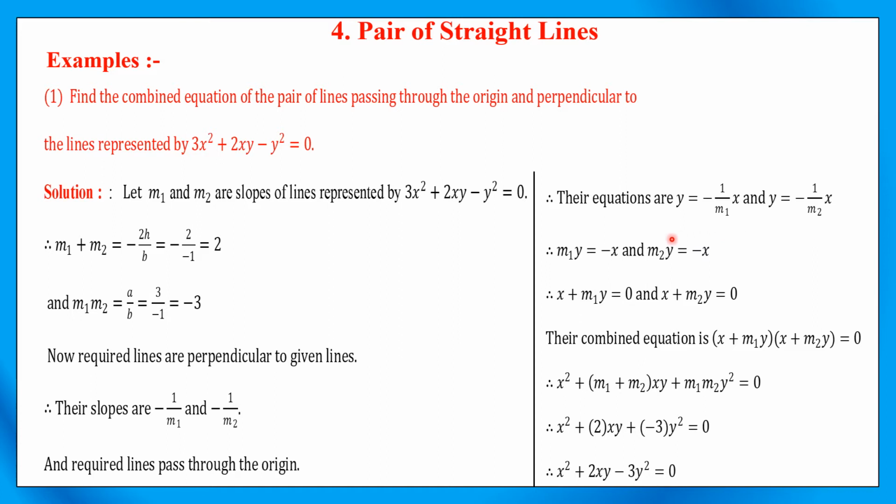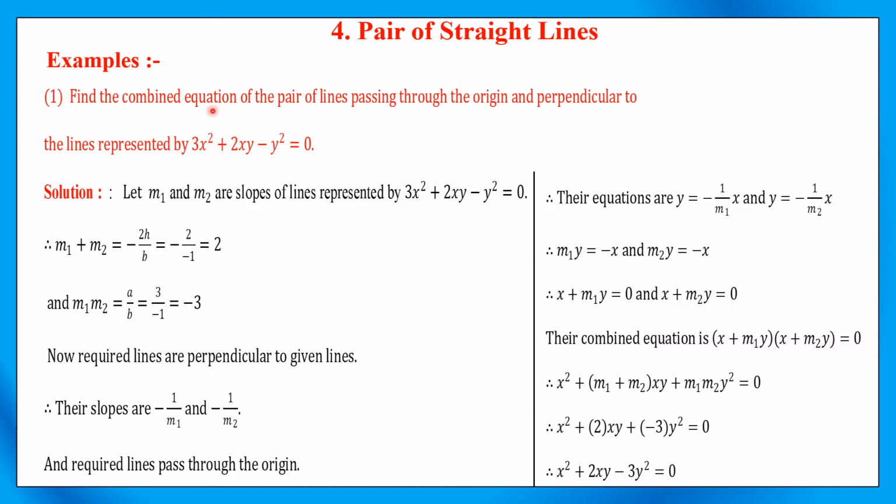Putting these values, we get these equations: y equal to minus 1 divided by m1 into x and y equal to minus 1 divided by m2 into x. Multiply m1 with the LHS, we get m1y equal to minus x. m2 multiplied with y, then m2y equal to minus x. Take all the terms on the LHS, therefore x plus m1y equal to 0 or x plus m2y equal to 0. These are the two required lines.